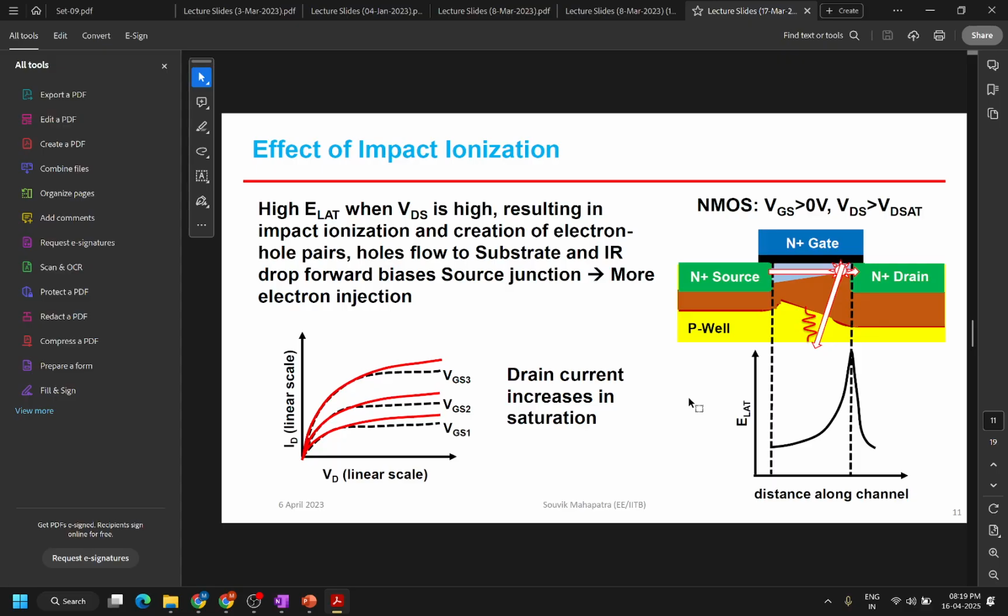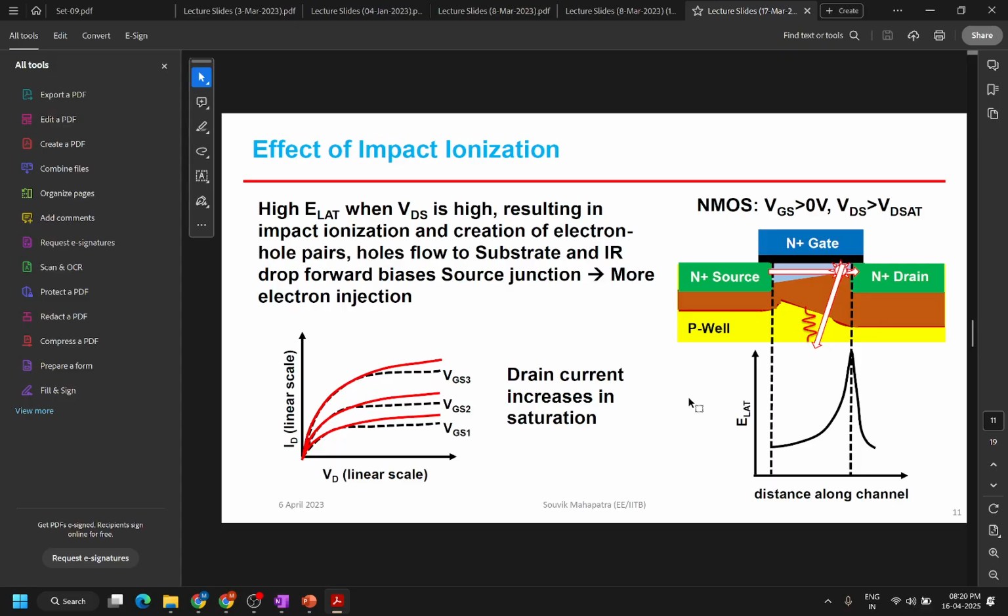What you are saying is, if my channel is in accumulation, the chances of having tunneling current are still less, because your channel is not that small. Tunneling current occurs at around 1 to 2 nanometers. So it's not that small that you have tunneling current.